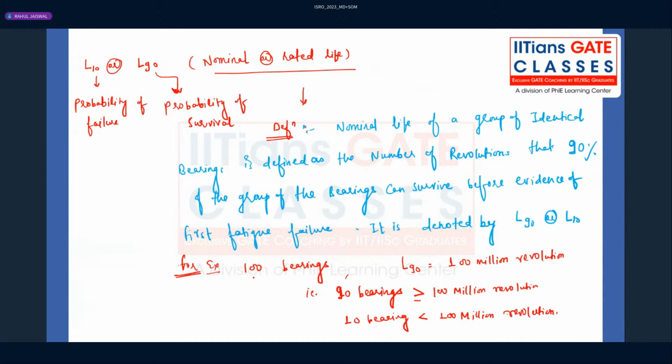right? The moment, my dear friend, the 91st bearing fails, or let's say the moment we are rotating even a single revolution, there may be chances that the fatigue failure may occur in the 91st bearing. That will be considered as failure, right? So please make a note of it.